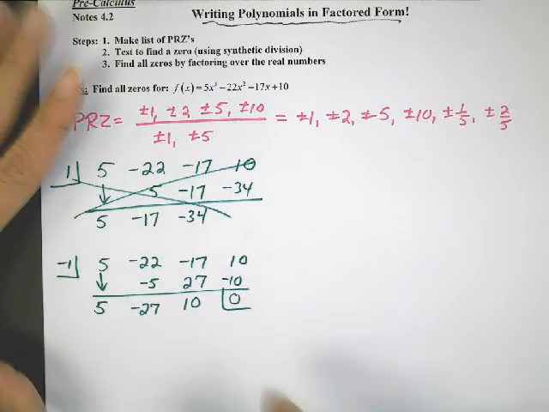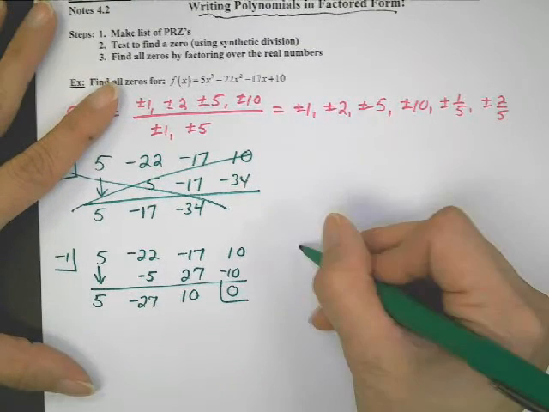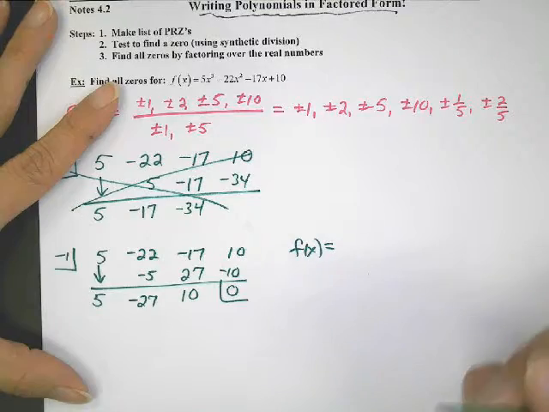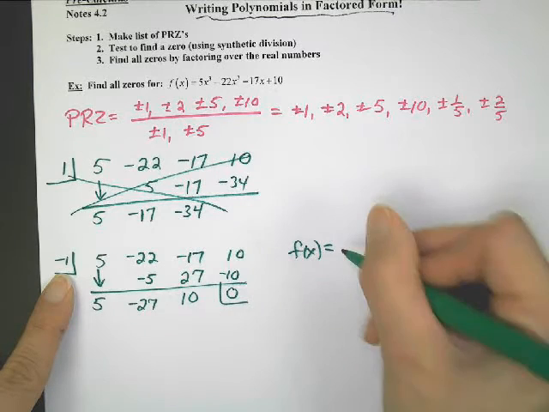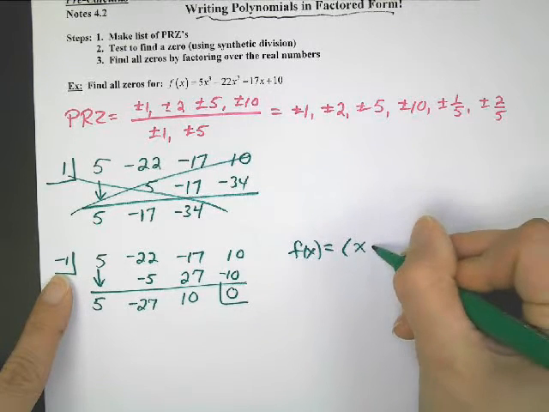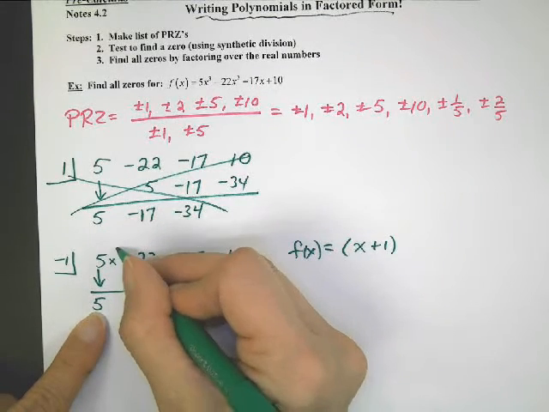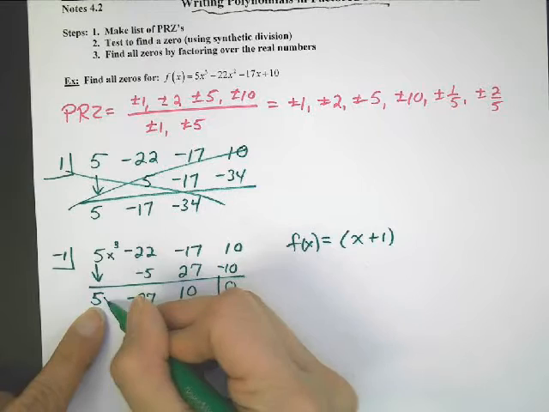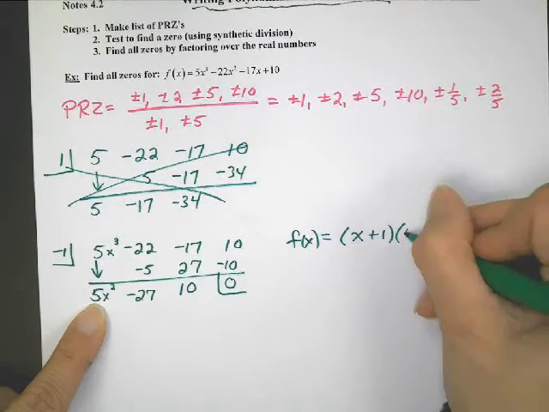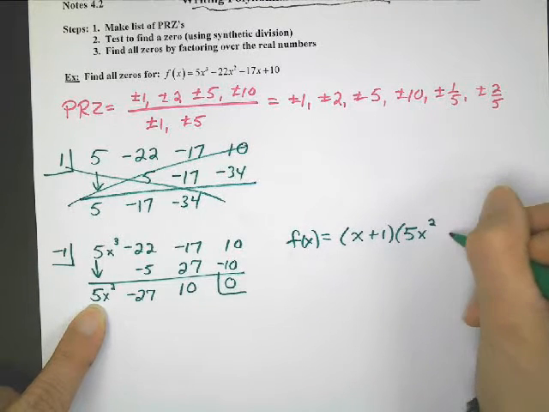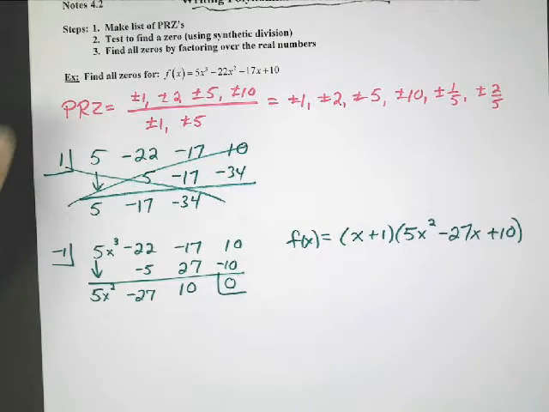Okay, stop. As soon as you find one that works, what are you supposed to do? You're supposed to write f of x in factored form. The factor that we found, the 0, is negative 1. So the factor is x plus 1. This polynomial, when we started, was x to the third. When you take out a single power of x, it's always 1 power less. So my quotient here is 5x squared minus 27x plus 10.